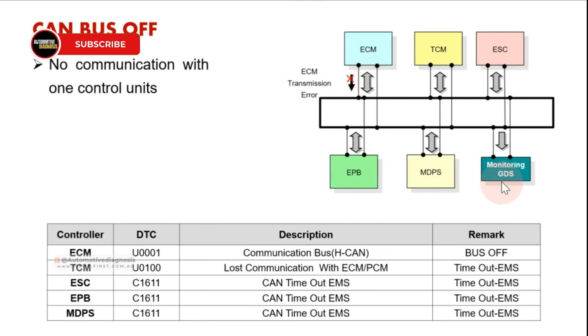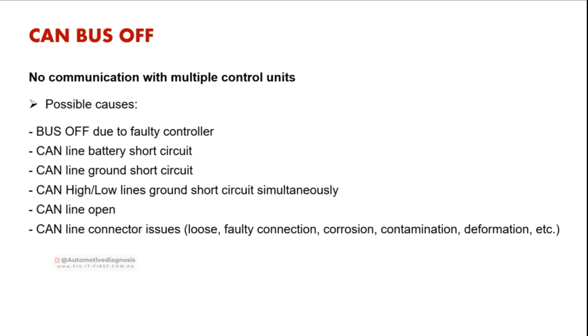And when you try to communicate with these control units using your scan tool, you see there is no communication between multiple control units. That's what we have in here. In some CAN bus off situations, you will have no communication with multiple control units. We're going to try this one and the previous one on the car. I'm going to show you the actual faults on the car.